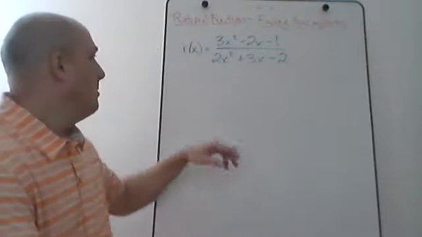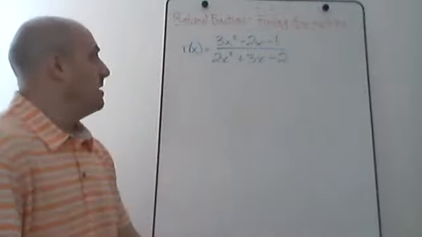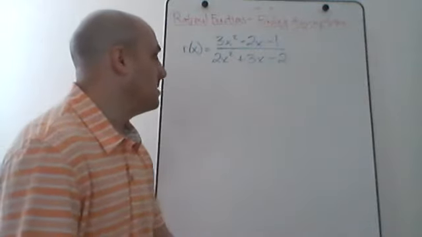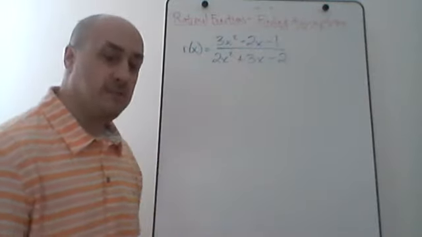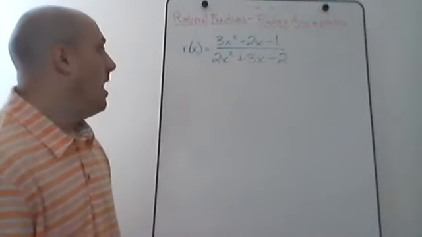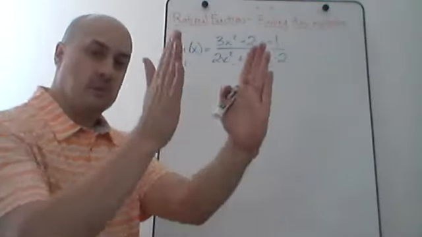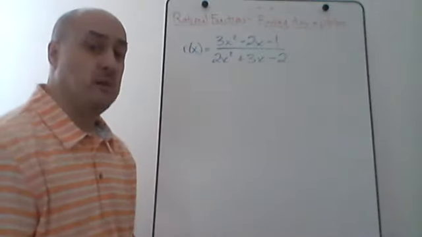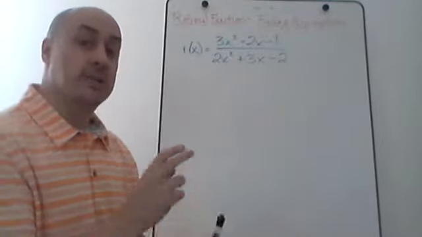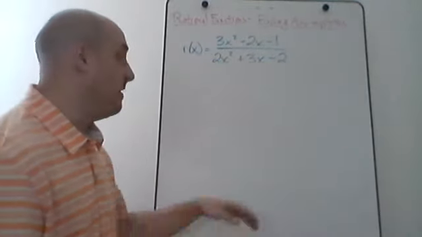All right, here's the example we've got. Our rational function r of x equals 3x squared minus 2x minus 1 over 2x squared plus 3x minus 2. And I want to find the vertical and the horizontal asymptotes of the graph of this function. Let's start with the vertical asymptotes. If you recall, the function does not exist on those vertical asymptotes. They occur where your denominator is equal to 0, because those points will not be in the domain of the function.